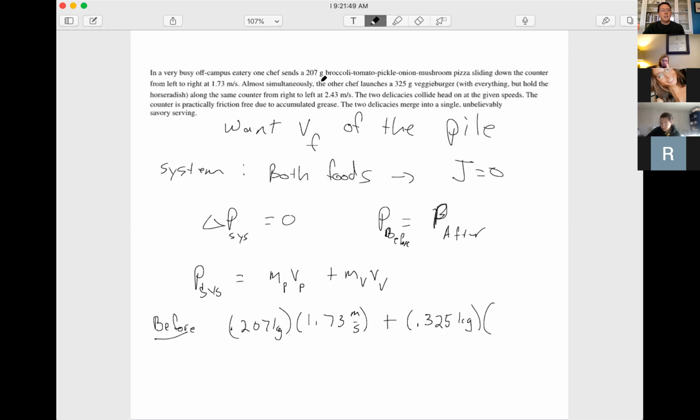And then I have the velocity of the sandwich, but the sandwich was going in the opposite direction. So I'm going to say that's negative 2.43 meters per second. This minus sign, right? These are vectors, so they have all the vector things, minus signs. And if we were in 2D, you would have X and Y directions. You'd have to do it separately in components and work it out that way. All right, so that's the momentum before.